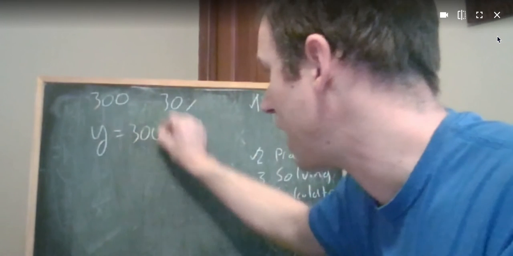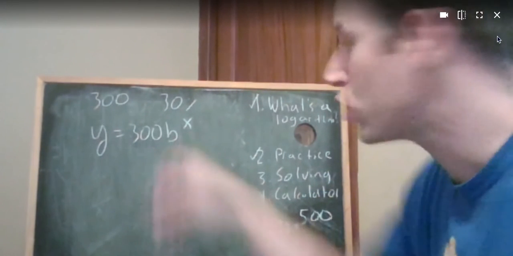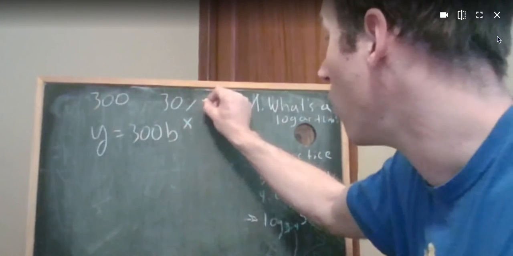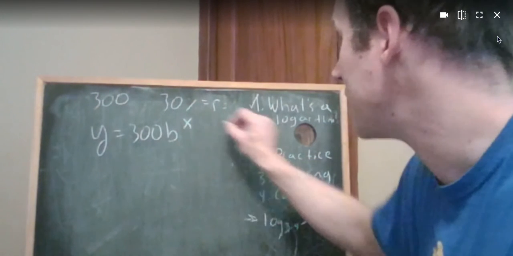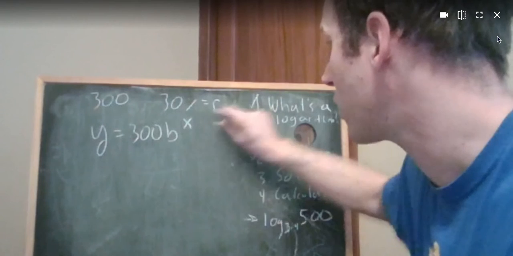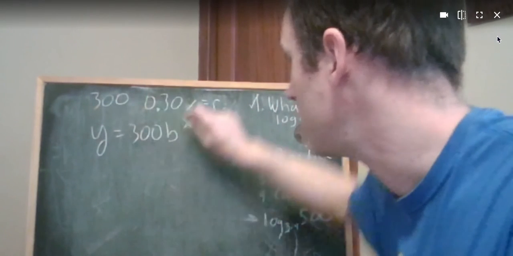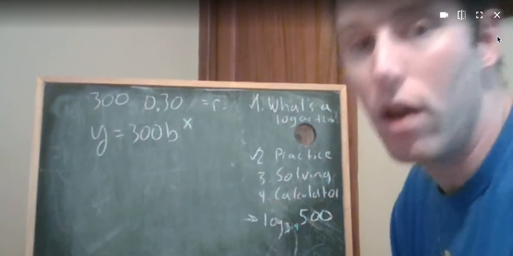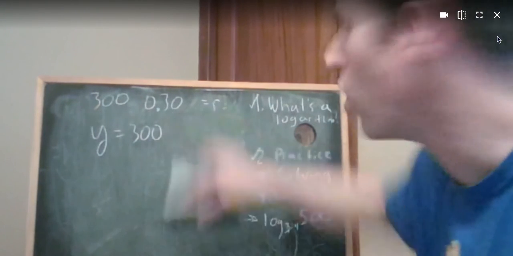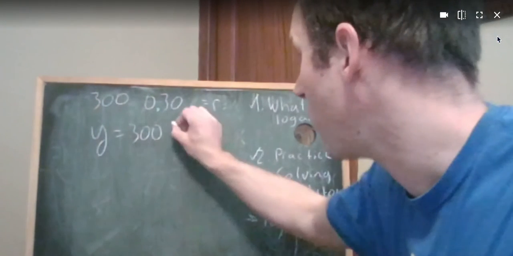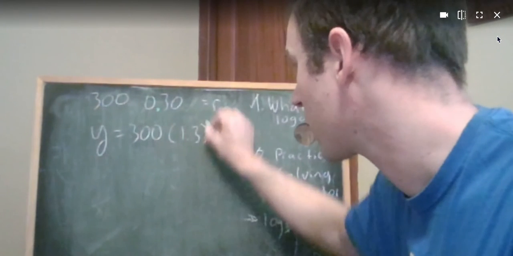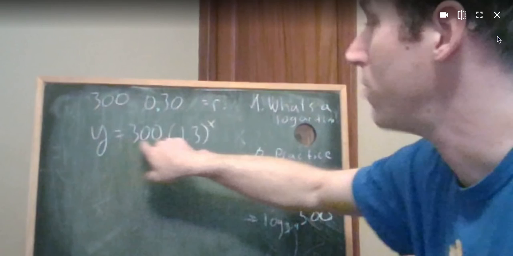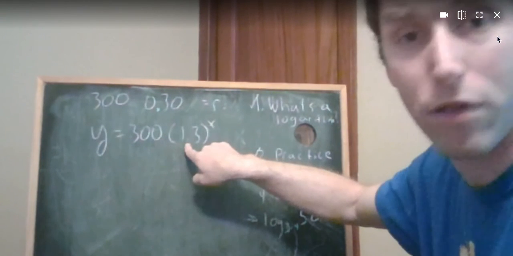There are 300 cases at whatever day we're starting the clock. And then b is what's called the growth factor. That 30% is my growth rate, which I need to write as a decimal. That's going to be 0.3. To change it from a percent to a decimal, that's 0.3. But that's not b, that's r. Remember, b equals r plus 1. 1 plus 0.3 is 1.3. So this is the equation for how many people have coronavirus, assuming that you started with 300 and it's growing at a rate of 30% per day.